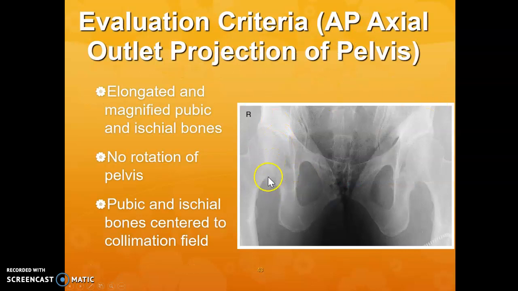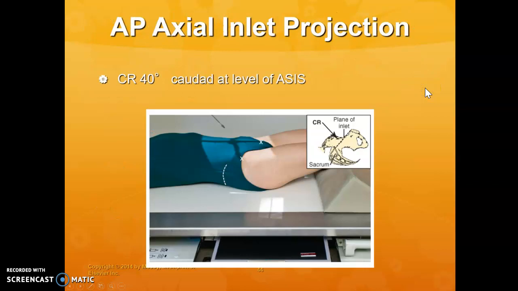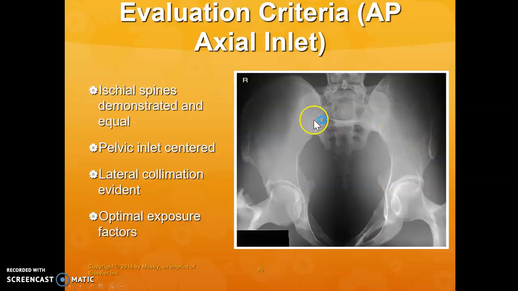This is what it will look like. You'll have really elongated ischial tuberosities here. The obturator foramen will be elongated and magnified. The inlet projection is 40 degrees caudad at the level of ASIS. You have a really sort of oblong shaped pelvis here. I feel like it looks like an alien head, if that helps you visually. But the obturator foramen will be closed here, and they're looking for the pelvic inlet here.